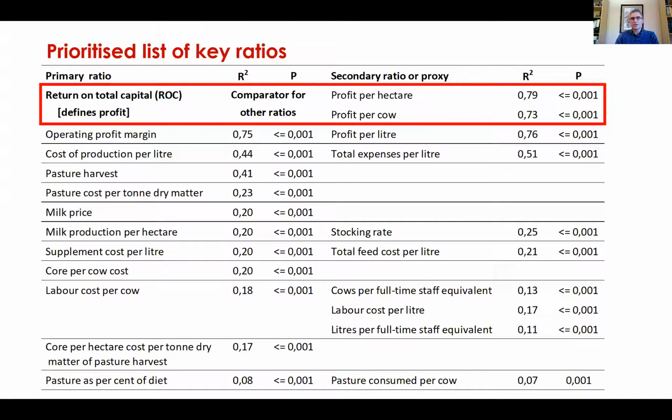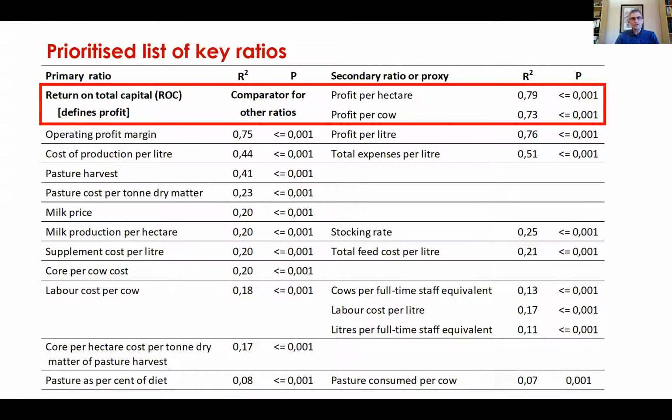Return on capital is the ratio that defines profit, with this being the return on the value of all assets employed in the business. Profit ratios must reference capital, although profit per hectare and profit per cow only reference a portion of capital, namely the land or the cows. Although these two ratios could be described as proxies for profit, each has substantial weaknesses.